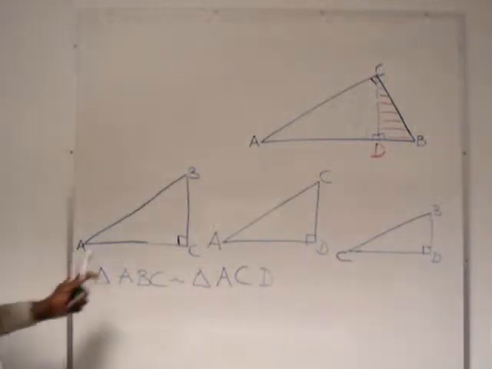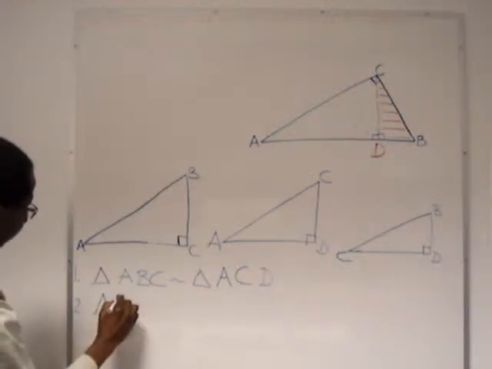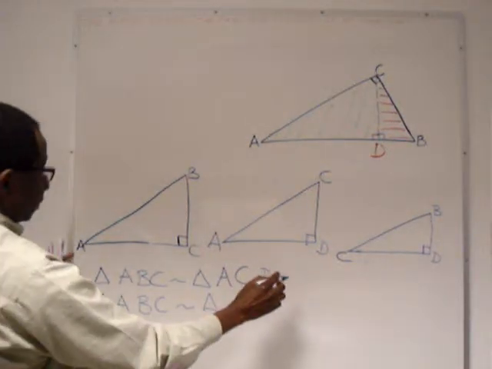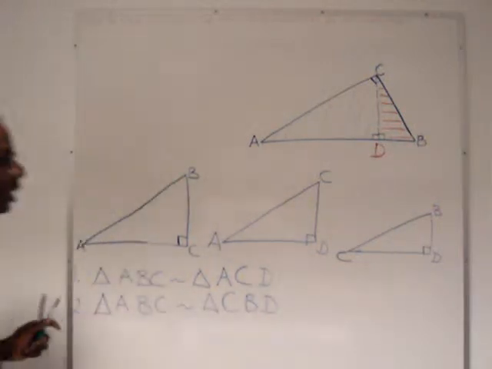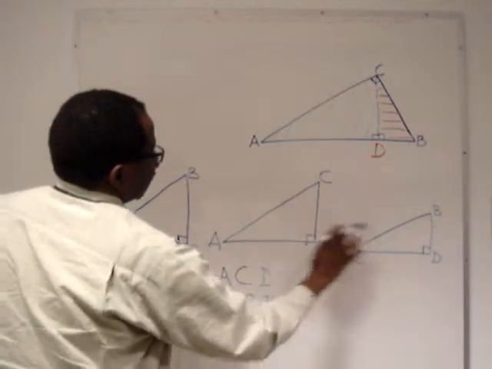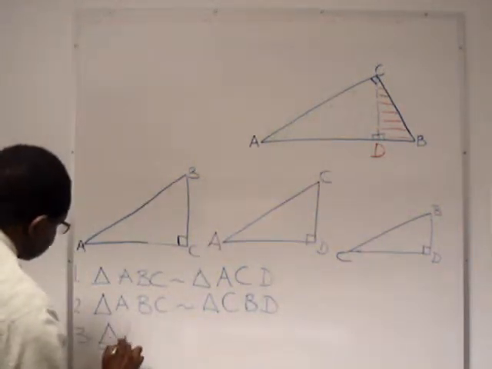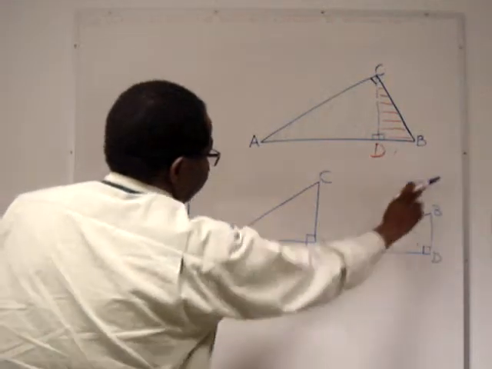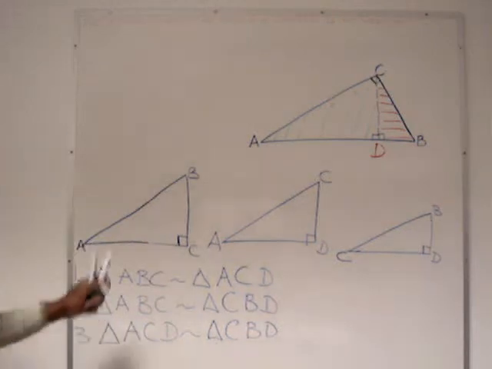Relationship number two is that this is also similar to this. So that is, again, triangle ABC is similar to triangle, so we go C, B, D. And then the final relationship, the third one, is that these two are similar. So that's triangle ACD is similar to triangle CBD. That's what the theorem says.